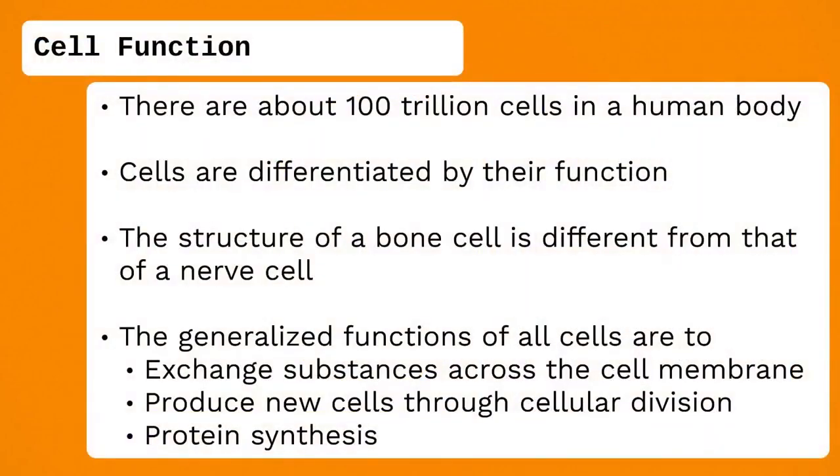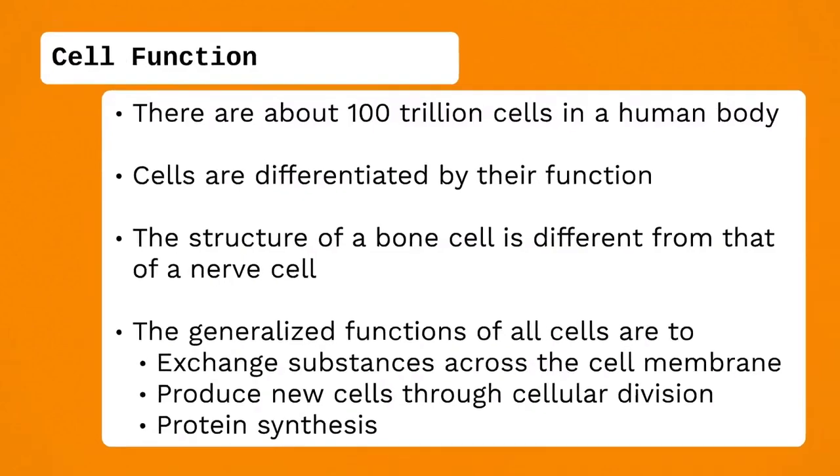Then we have cell function. There are about 100 trillion cells in our bodies. All of our cells are differentiated by their function, so the structure of a bone cell is going to be drastically different from that of a nerve cell, because the function of these two cells are drastically different. The generalized functions of all cells are to exchange substances across the cell membrane, so again, who gets in and who goes out, produce new cells through cellular division, and then finally protein synthesis.